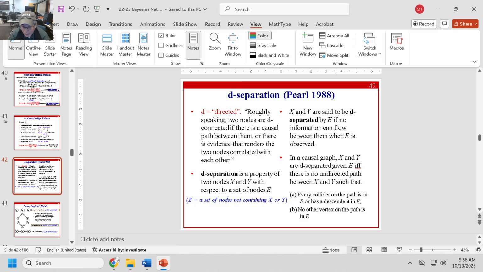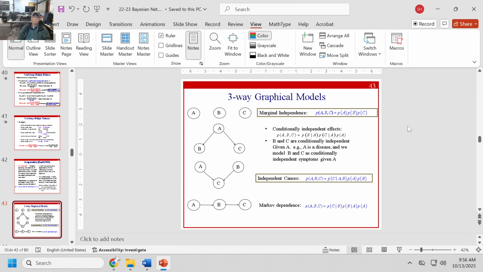That's the whole idea. D-separation is a property of two nodes with respect to a set of nodes E. I will let you read those things yourself. English in this kind of logical way is beautiful, but tongue twisting. What we're really trying to say is that we try to build a graphical model. Marginal independence: if there are no connections, that means tossing a die or flipping a coin, it's purely independent.